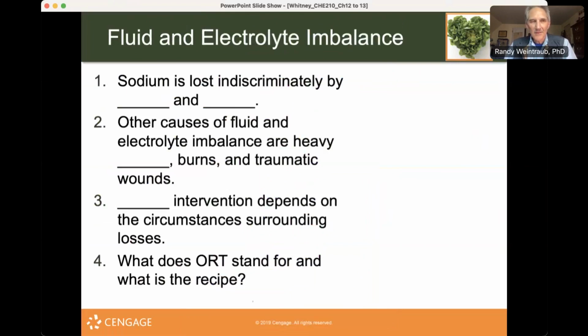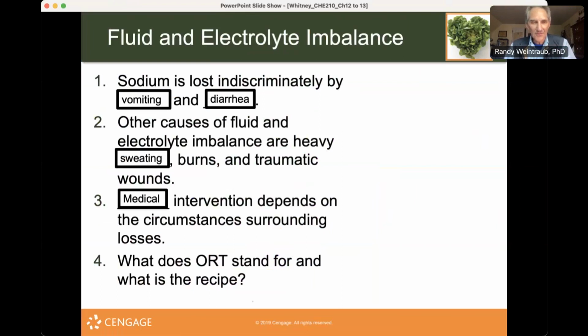And when there's an imbalance, sodium could be lost indiscriminately by vomiting or diarrhea. This is throwing off the body's homeostasis. And in these cases, and other electrolyte imbalance, these could be from heavy sweating, burns, traumatic wounds. Medical intervention depends on the circumstances surrounding the losses.